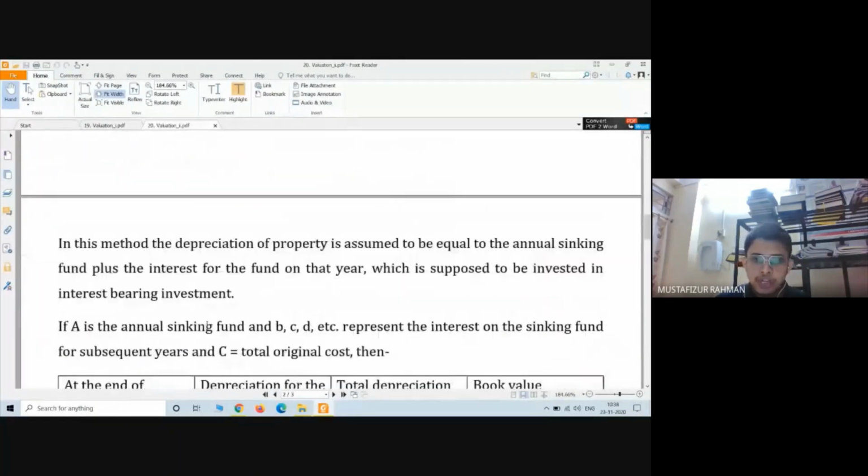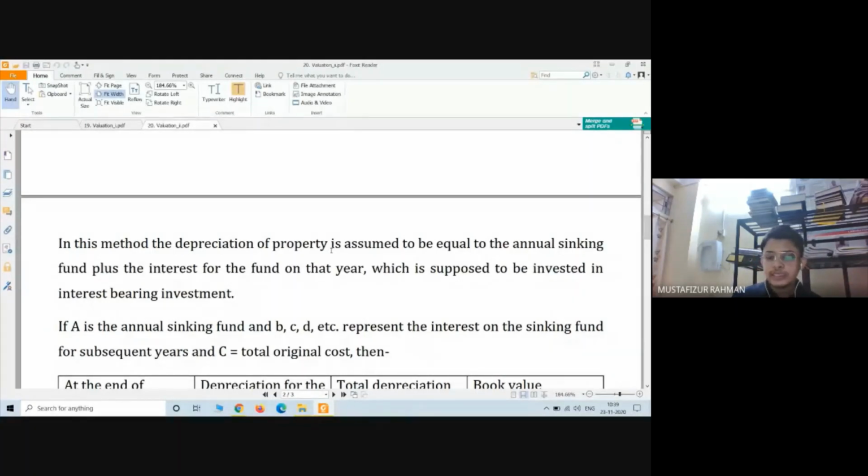Then we have a sinking fund method. In this method, depreciation of the property is assumed to be equal to the annual sinking fund plus the interest. Remember sinking fund? We are keeping a sinking fund so that we have money at the end of the utility period to replace the original structure. So that means the total sinking fund accumulated at the end of the life of the building will be equal to the total depreciation, right?